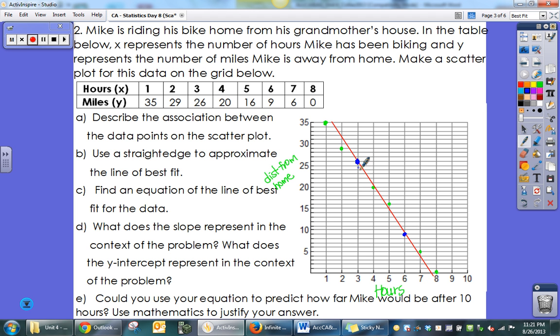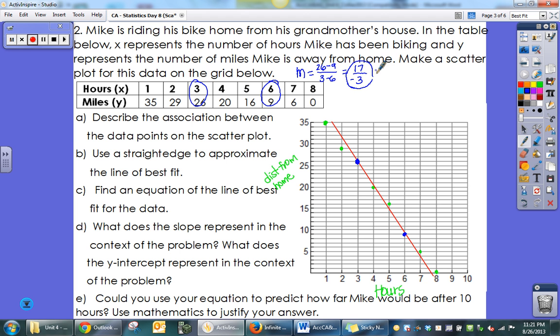So we've got 3, 26 and 6, 9. So first thing, to find my equation, I need my slope. So I've got change in y, so 26 minus 9, over change in x, which is 3 minus 6. 26 minus 9 is going to be 17 over negative 3. So think about it. Does it make sense that I have a negative slope? Well, look, my line right here is showing a negative slope, so yes, it does.